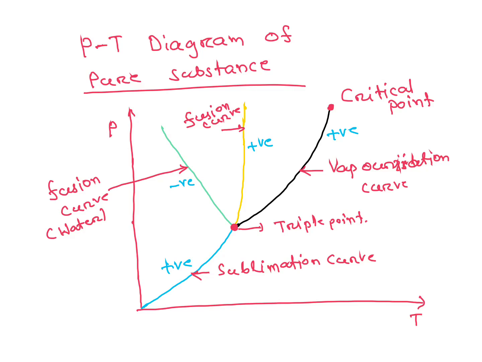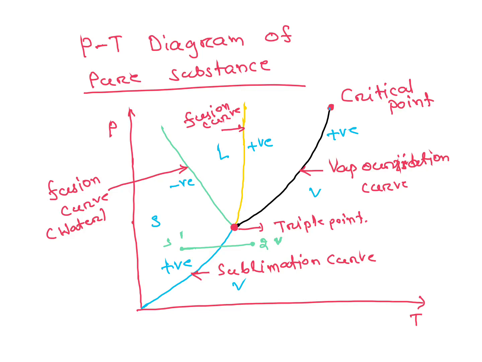Then the critical point. This side it's solid, here liquid, this side vapor, here also vapor. In the sublimation curve, if a substance is here, in this condition 1, if you give heat or increase its temperature, it will directly convert to vapor. From here, solid, it will convert to vapor.